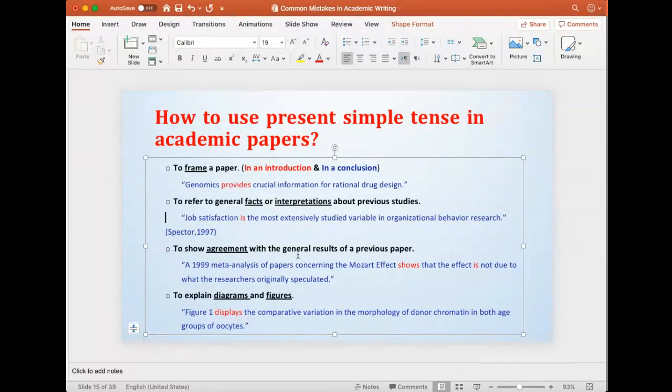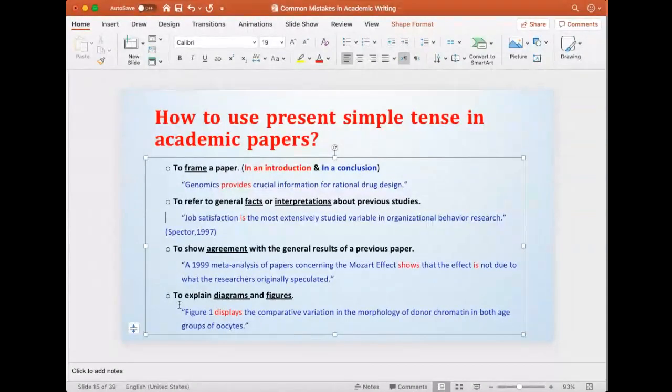Additionally, to show agreement with the general results of a previous paper. Okay, so if you agree with what another researcher said, this must be used in the present simple. Example, a 1999 meta-analysis of papers concerning the Mozart effect shows that the effect is not due to what the researchers originally speculated. Okay, so here I'm agreeing with the previous research finding.